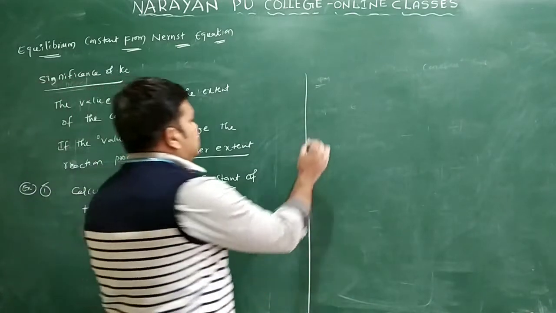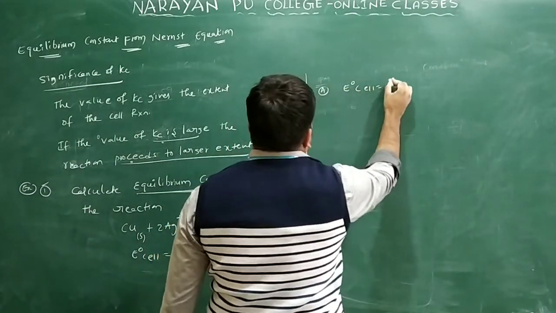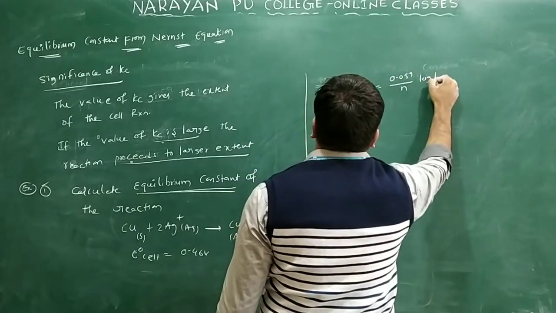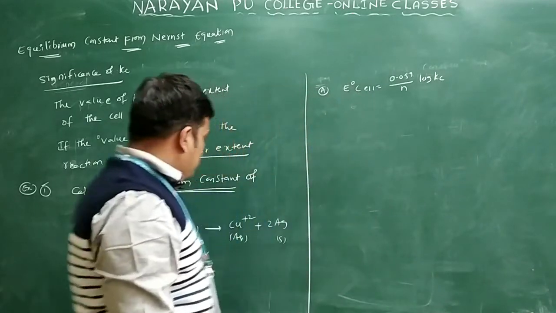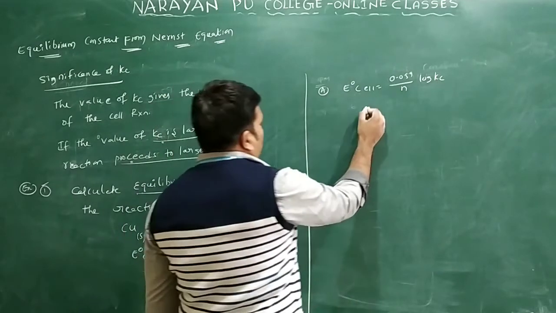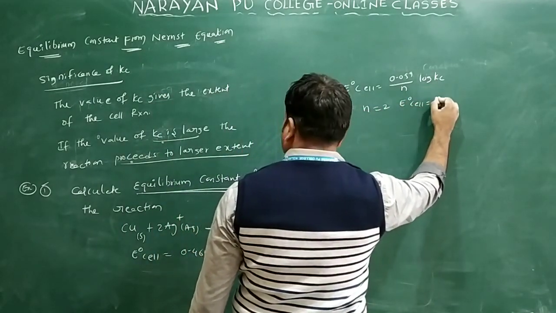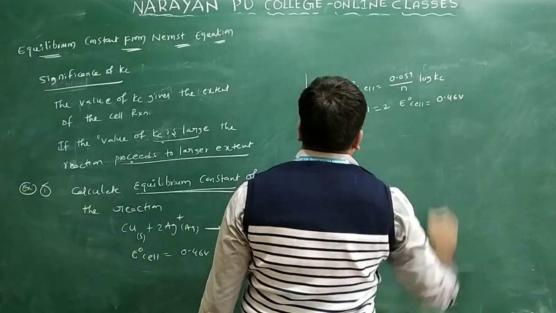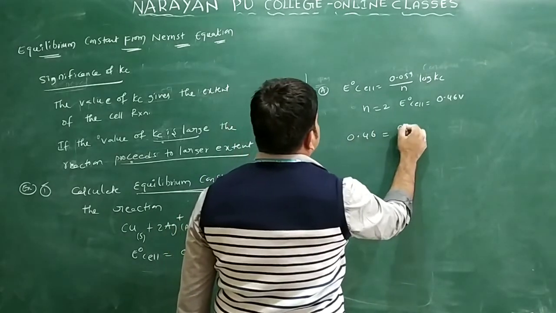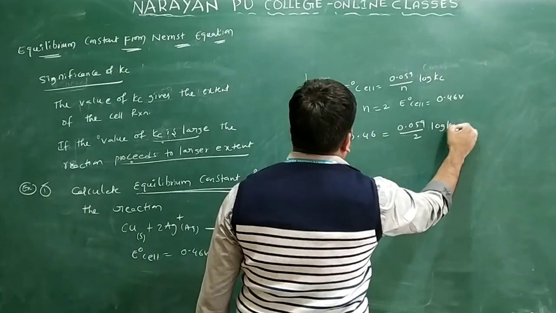First of all, let us write the formula we have. E naught cell is equal to 0.059 by n into log Kc. So what is the n value from this reaction? From this reaction, n is 2 because 2 electrons change, and E naught cell is already given as 0.46 volts. Substitute the values: 0.46 is equal to 0.059 by 2 into log Kc.